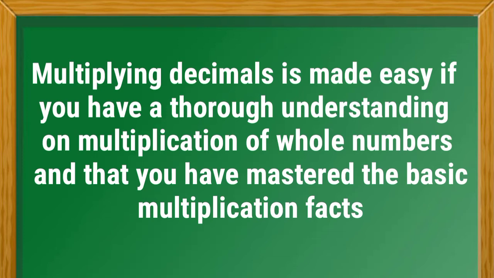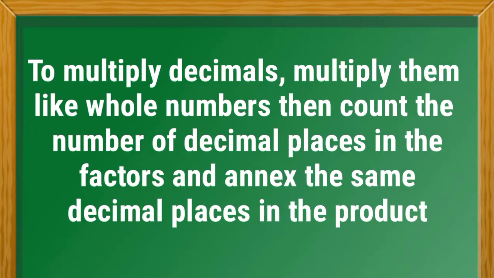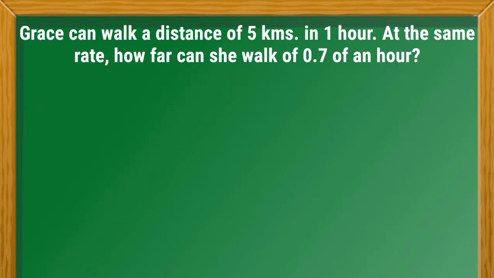Multiplying decimals is made easy if you have a thorough understanding of multiplication of whole numbers and you have mastered the basic multiplication facts. To multiply decimals, multiply them like whole numbers, then count the number of decimal places in the factors and annex the same decimal places in the product. Let's have problem number 1.